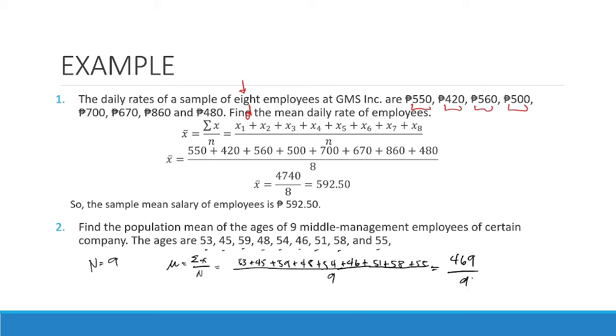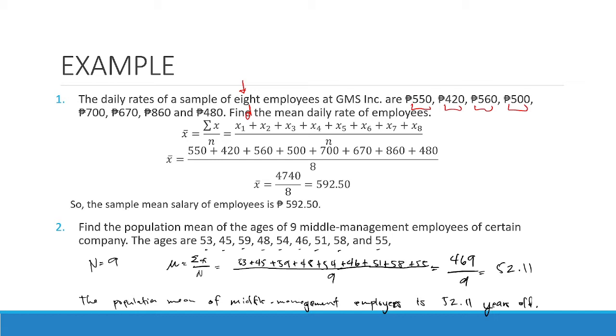So we have here 52.11. So basically, the population mean of middle management employees is 52.11 years. So that is how we compute for that. Okay?